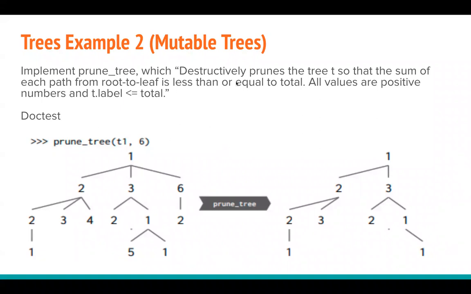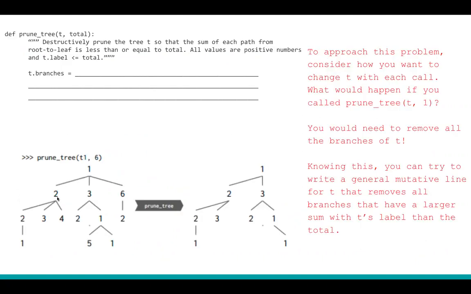So prune tree, which destructively prunes a tree T so that the sum of each path from root to leaf is less than or equal to total. I think probably it's better to look at the visual. Notice how this tree turns into this tree, because total in this case is 6. Let's look at this branch right here. 1 plus 6 plus 2 is equal to 9, which is greater than 6. So you prune it, aka completely get rid of it.